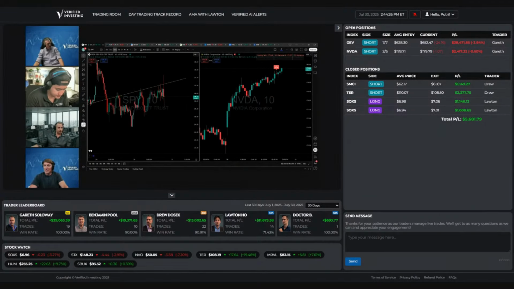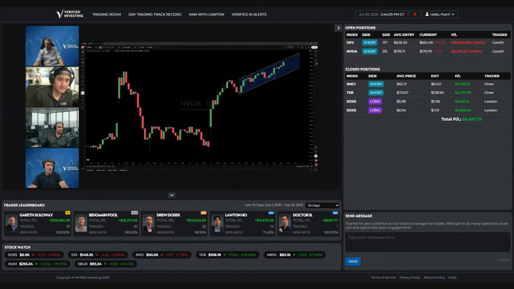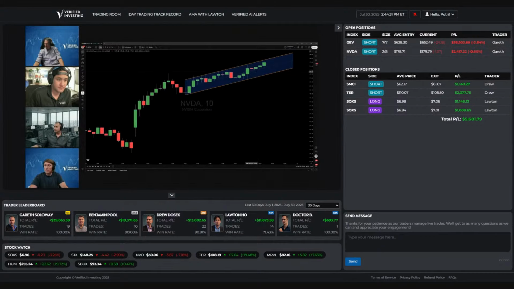Look at this parallel on Nvidia here that it's stuck in on the 10-minute chart. Just need to see one push up into this line, pierce that even number to get filled. That's tight and orderly right there.